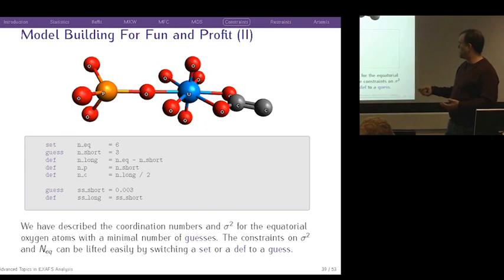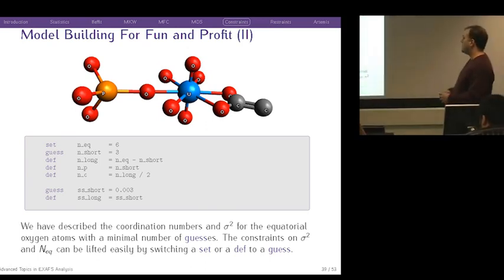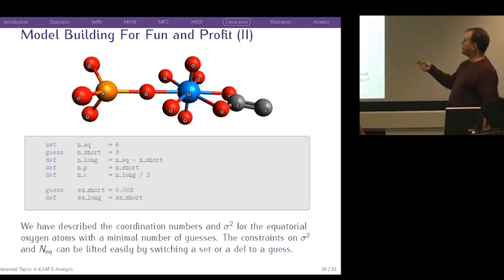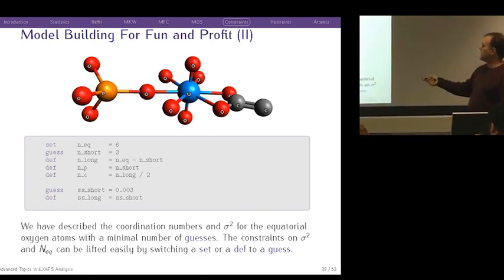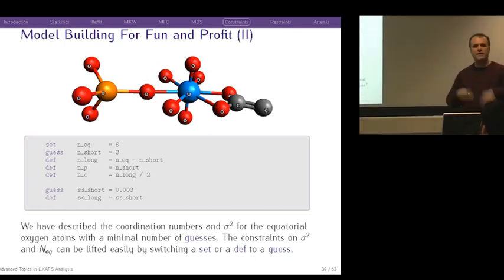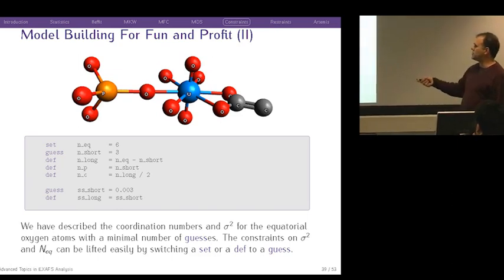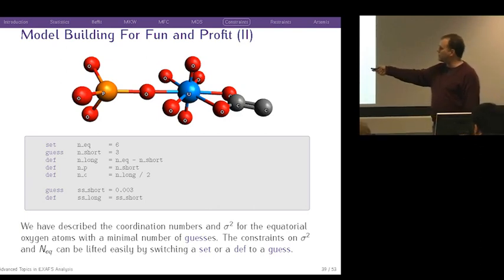Now, by setting n equatorial to 6, I'm asserting that there are 6 equatorial oxygens. It's very easy to lift that constraint simply by changing the set to a guess. And I don't have to go and edit a lot of stuff. I just, up on the guess def set page, change n underscore eq from a set to a guess, and that lifts the constraint.